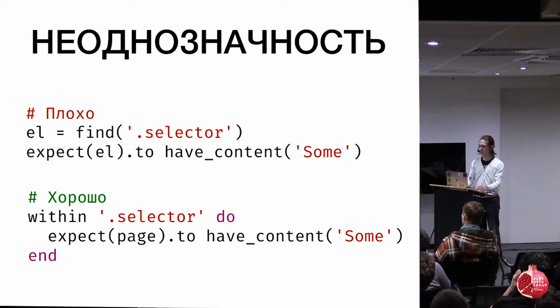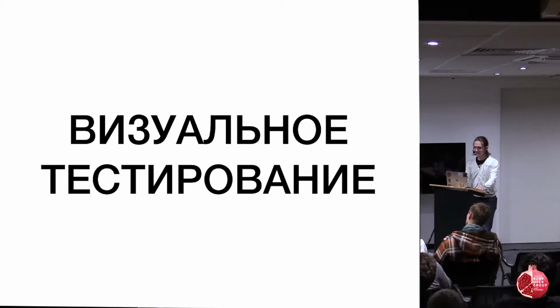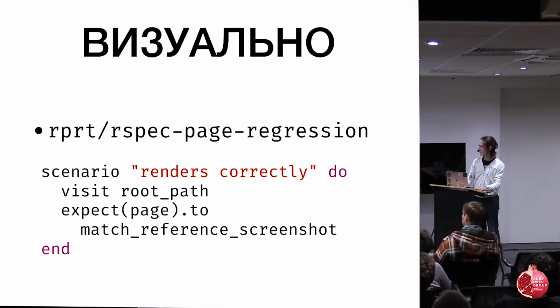That's basically it for DOM testing, and we are moving on to the next stage, visual testing. What's it all about? We visit a page, perform some actions on it, take a screenshot, and compare it to some prepared pattern. Well, what do we need for that? Initially, we found our spec page Regression Gem, which adds such a simple matcher. It automatically takes screenshots, and if the test fails, it suggests saving the test result.